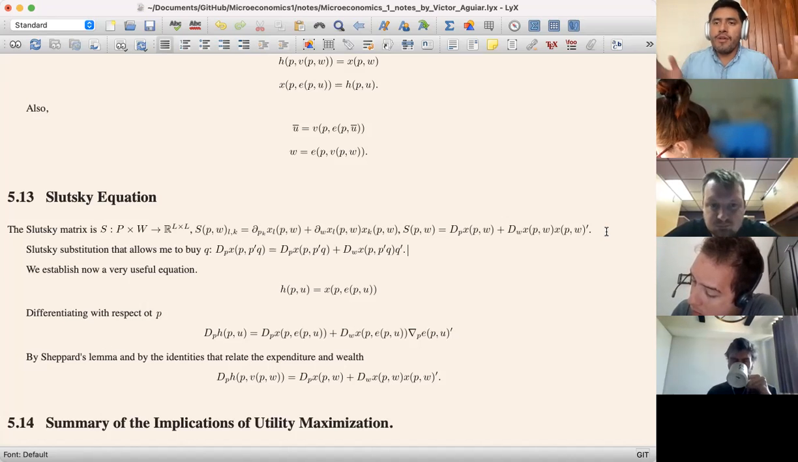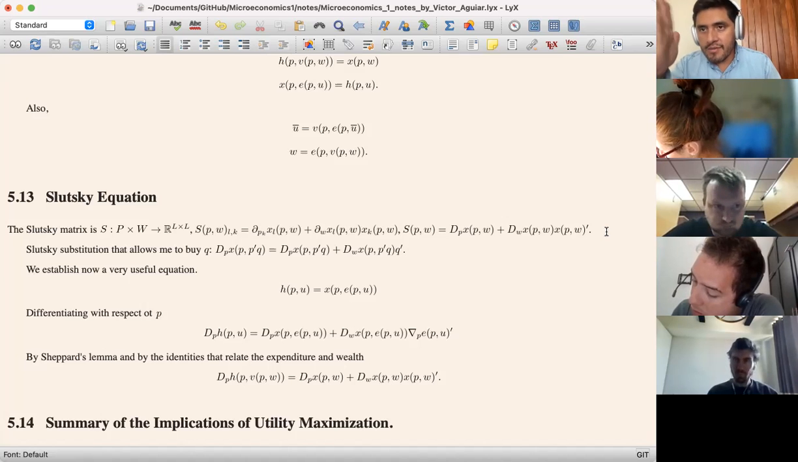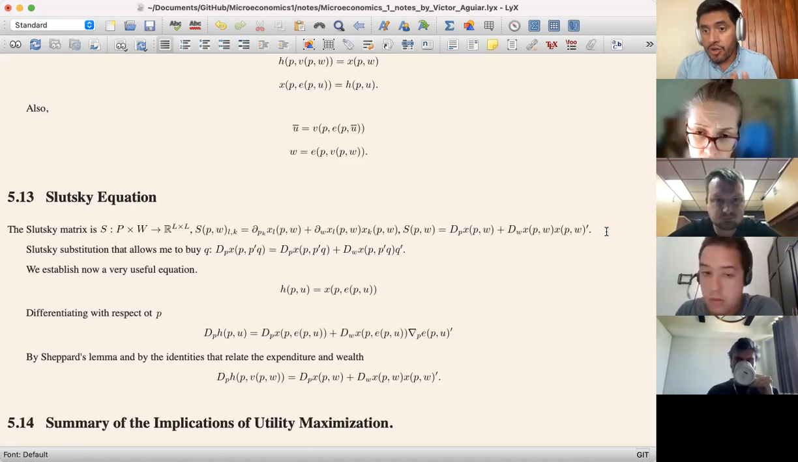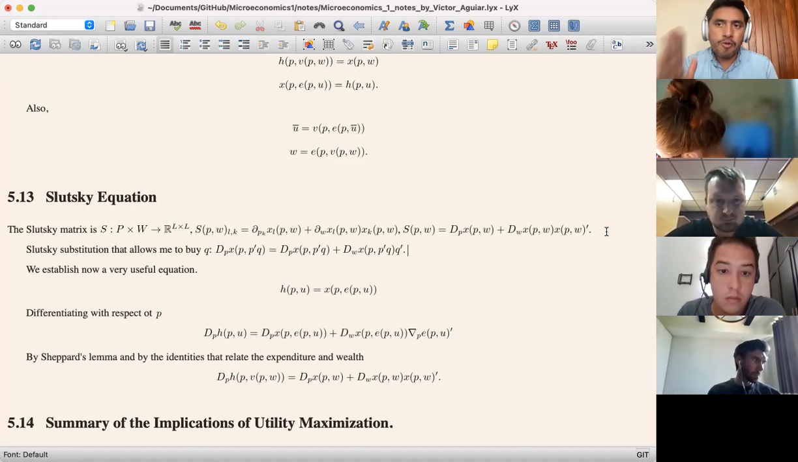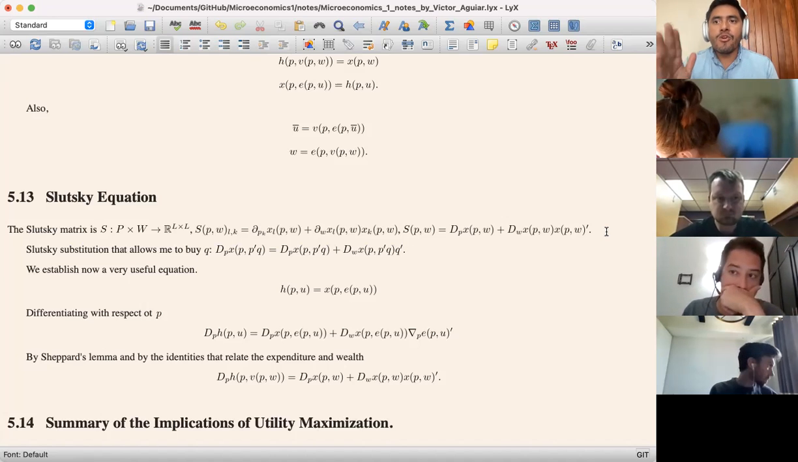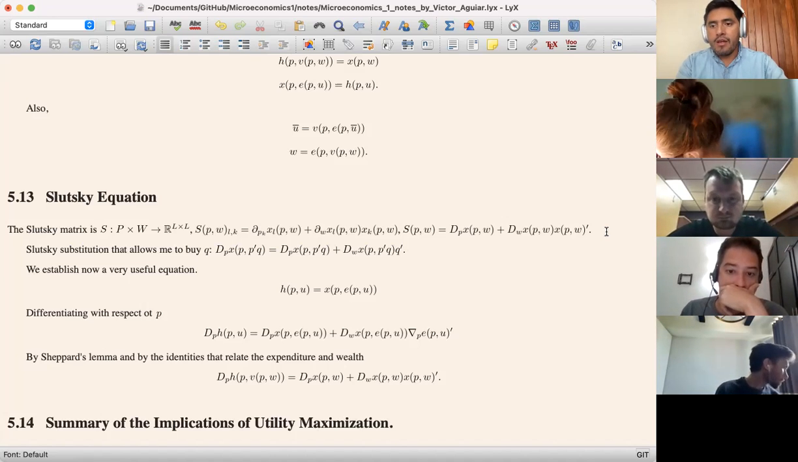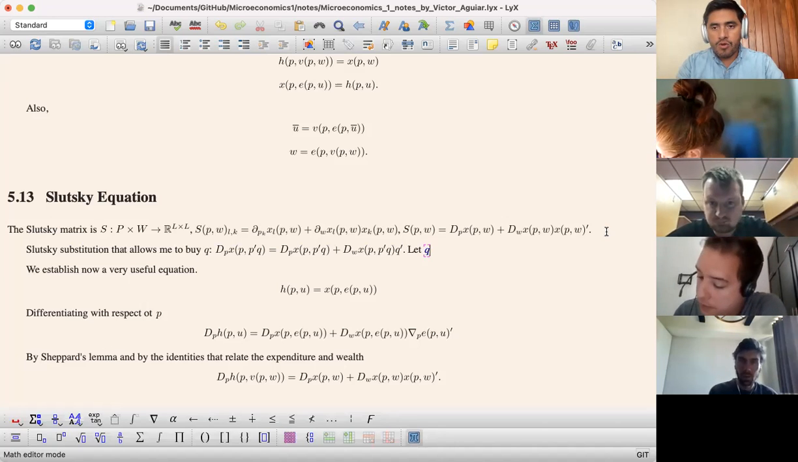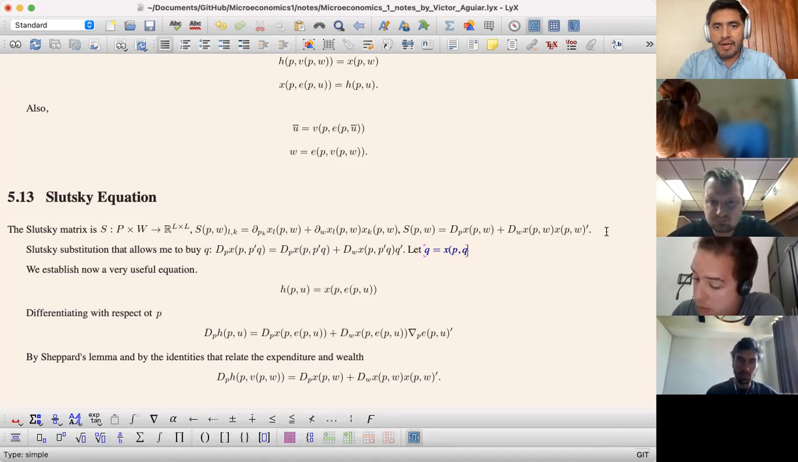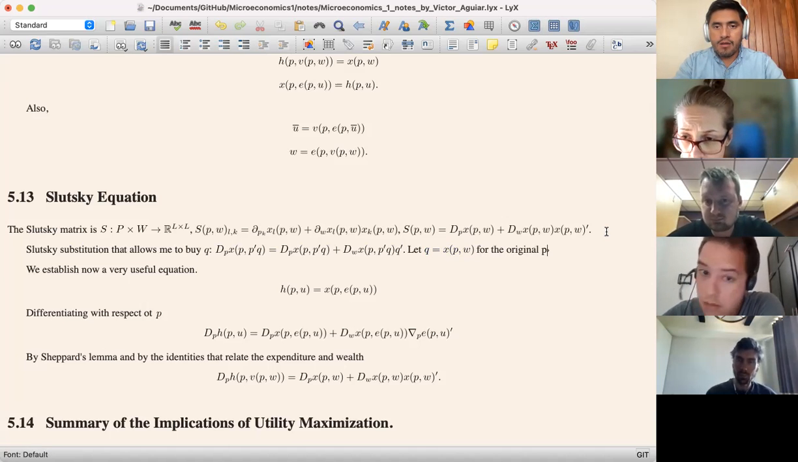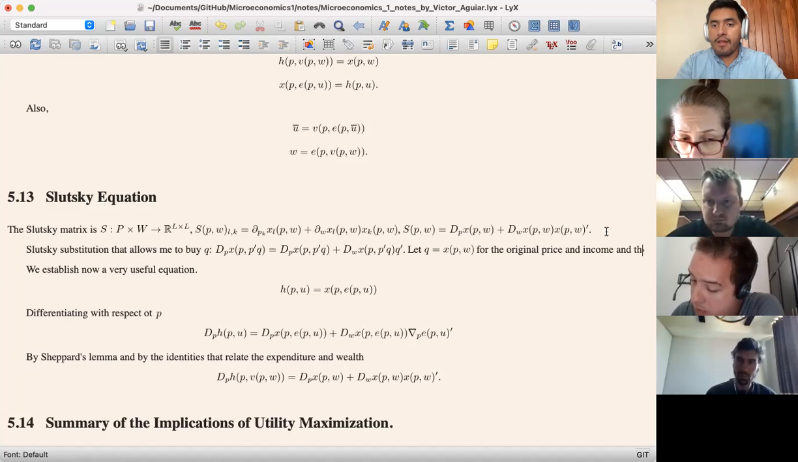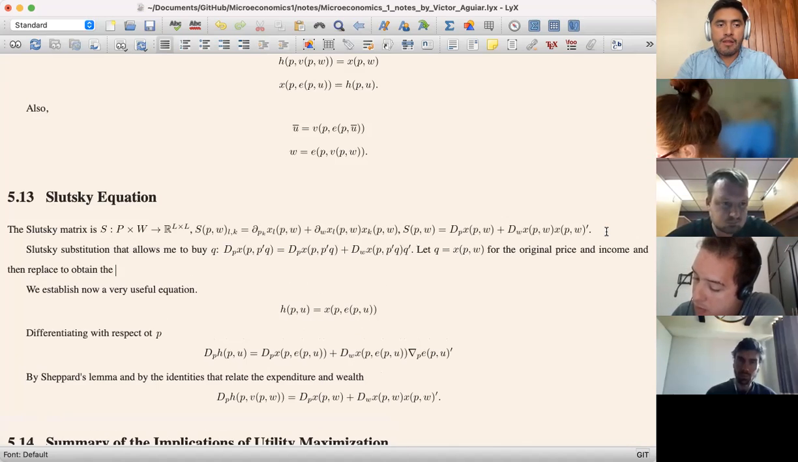In particular, it is a little bit loose in the sense that q is an arbitrary commodity bundle. So in order to make something more sensible, I'm going to choose q to be the original commodity bundle that you were able to afford at the original price and at the original income. So base level: let q be equal to x(p, w), for the original price and income, and then replace to obtain a Slutsky matrix.